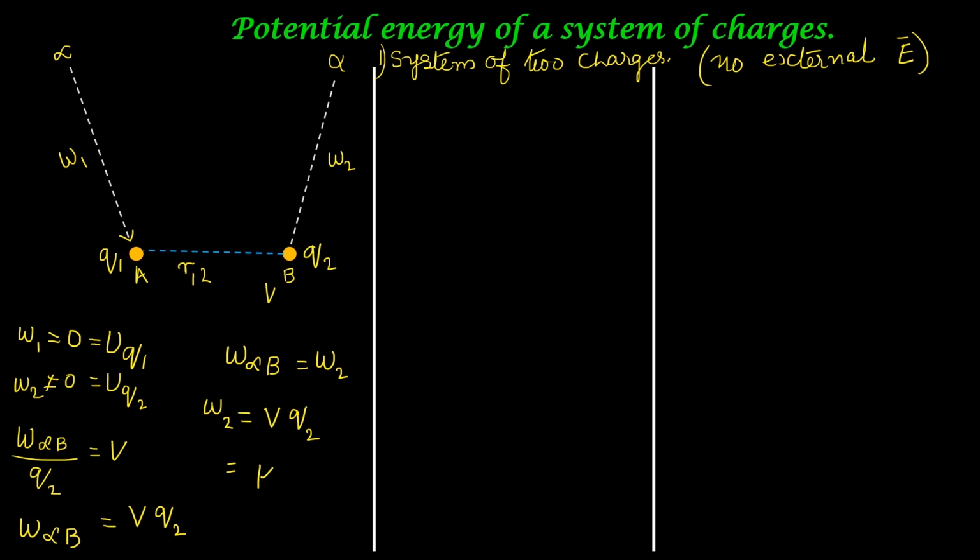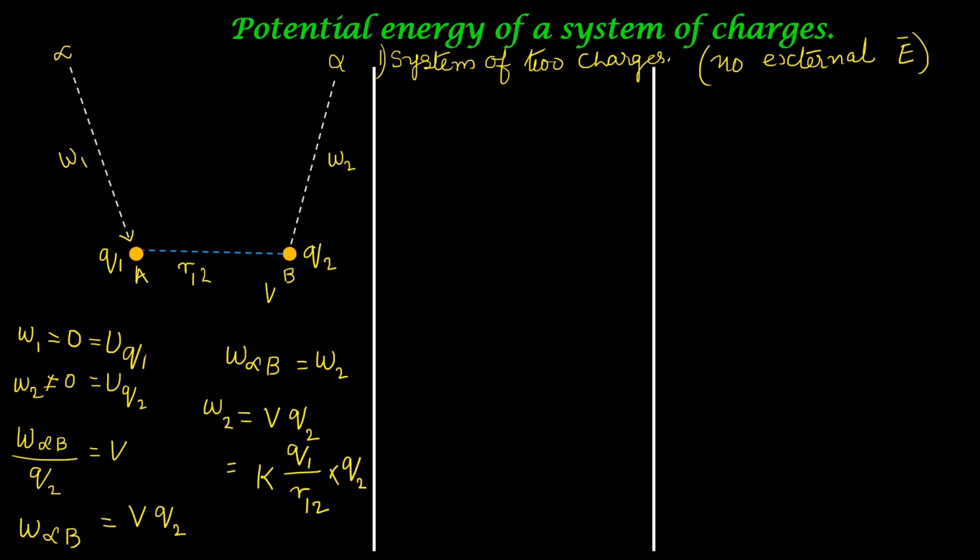You know potential at a location is equal to KQ by R. Here V is equal to KQ1 by R12. R12 is the distance between Q1 and Q2. Using this formula, you can calculate the potential. Potential multiplied by Q2 is the value of W2. So this is the work done on Q2 to bring it from infinity to the point B. That is equal to the potential at B multiplied by the magnitude of the charge Q2.